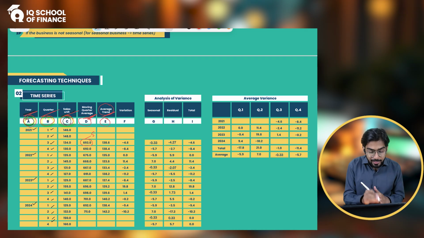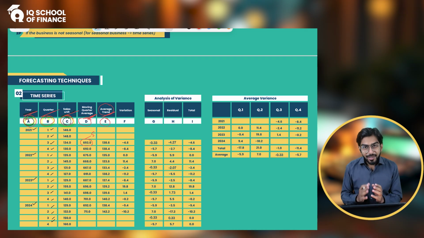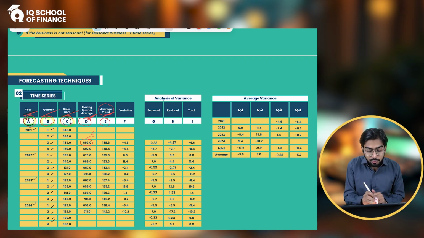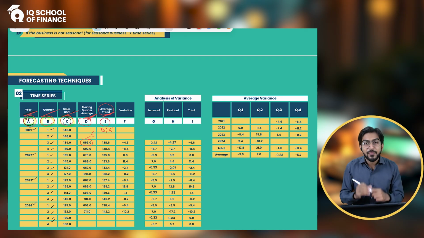by 5. Sir, why 5? Because your moving quarter average is calculated by using 5 quarters. Since you used 5 quarters, while calculating the average trend you will divide D by 5. Sir, in case our moving quarter average was calculated by using 3 quarters, then what would we do? Then you would divide the moving quarter average by 3 to work out the average trend value.